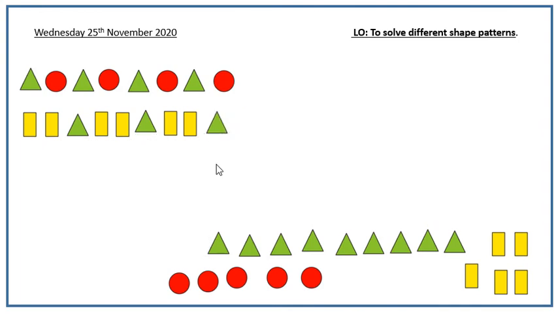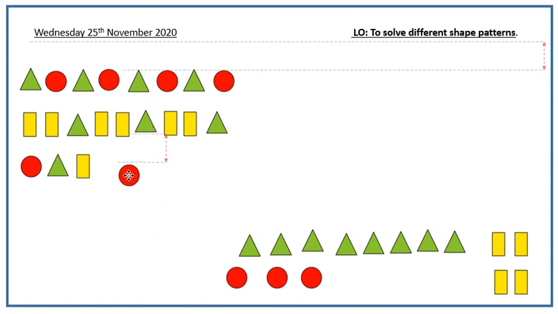Okay, let me try a different one this time. I think I am going to use a circle. Then I'm going to use a triangle. And then I'm going to use a rectangle. So I'm going to do this pattern here. And it goes circle, triangle, rectangle. What do you think goes next if I carry on this same pattern? Yes, it's another circle. So let me go and get a circle. Okay, so it goes circle, triangle, rectangle.